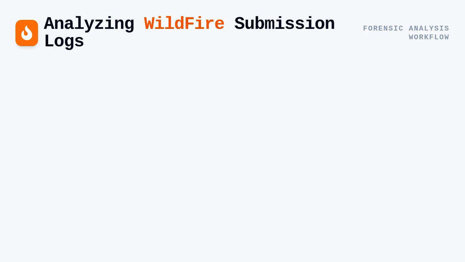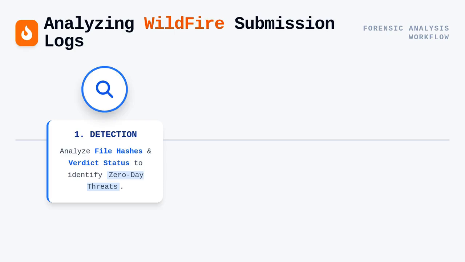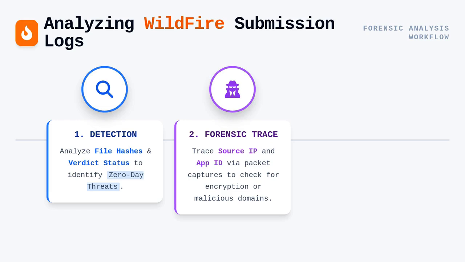Analyzing WildFire submission logs is a distinct process that requires an understanding of how file-based threats are evaluated in the cloud. When a file triggers a submission, the log entry provides a hash of the file along with the verdict status, which helps in identifying zero-day threats. If you encounter a malicious verdict, you must trace the original source IP and the application ID that facilitated the file delivery. This process often involves looking at packet capture snippets associated with the file transfer to determine if the payload was encrypted or if it originated from a known malicious domain.